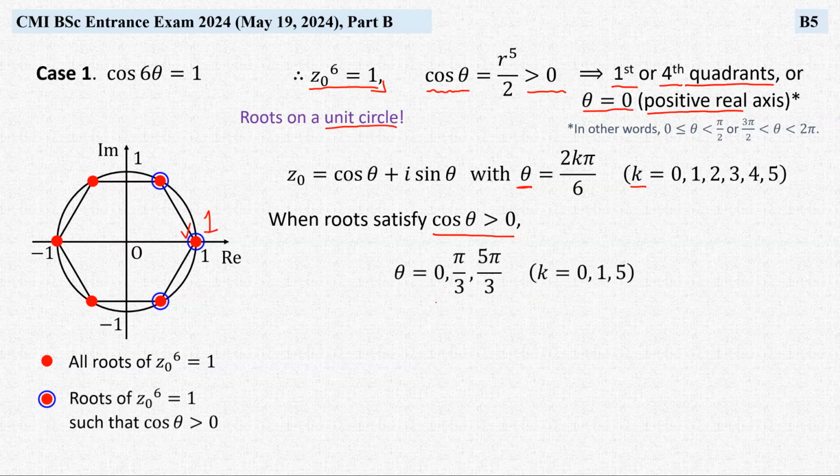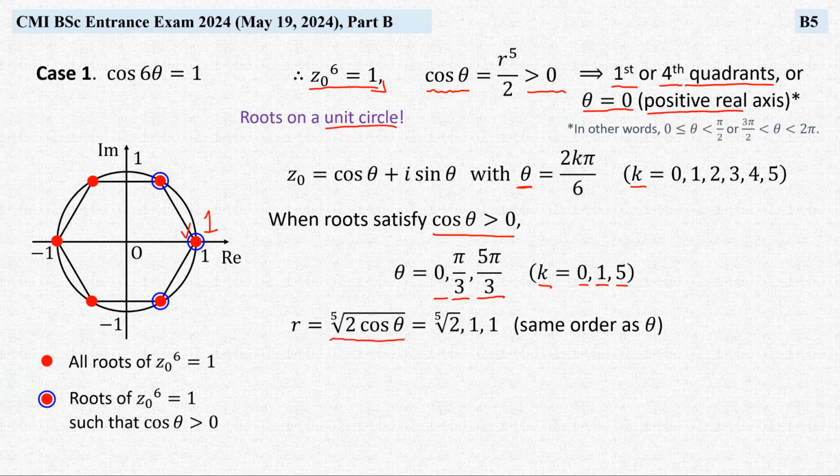This is the case where theta is equal to either 0, π/3, or 5π/3, which is the case where k is equal to 0, 1, and 5. The absolute value r is given as the fifth root of 2 cosine theta, and using these theta values, we obtain r values of fifth root of 2, 1, and 1.